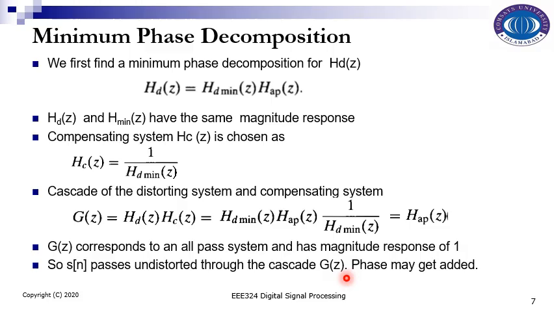However, passing through these systems, because the overall system is an all-pass system, it may have added some phase shift, but there will not be any magnitude distortion. So we have looked at these various systems, all pass systems and minimum phase systems, and we have seen what are some of the uses and applications of these systems, and we have seen some examples, and we will continue with some related discussions in the coming lectures.